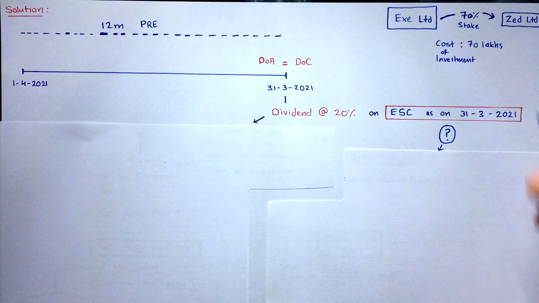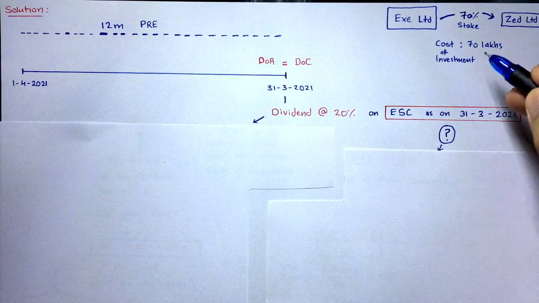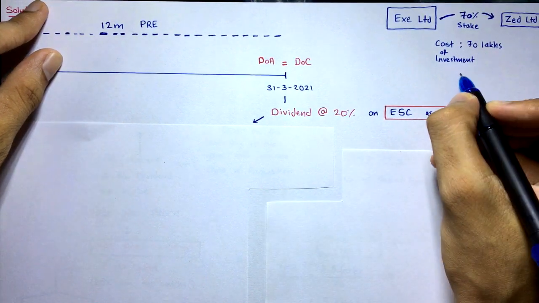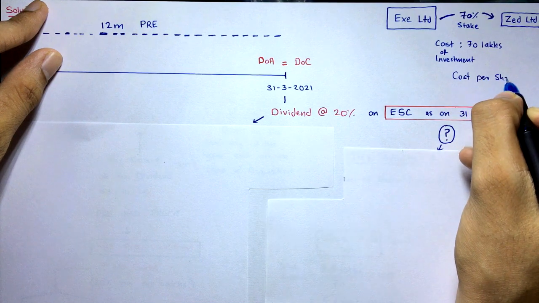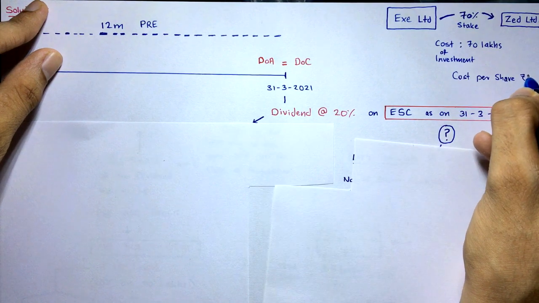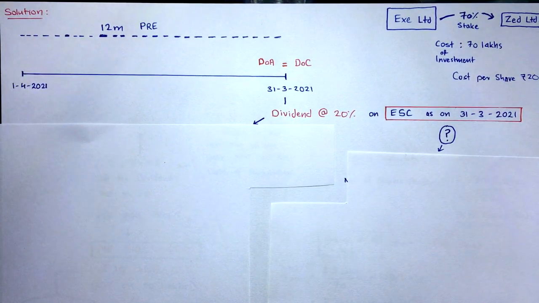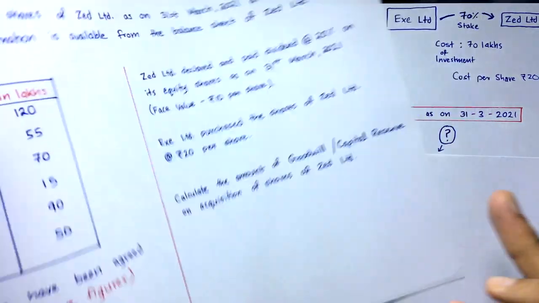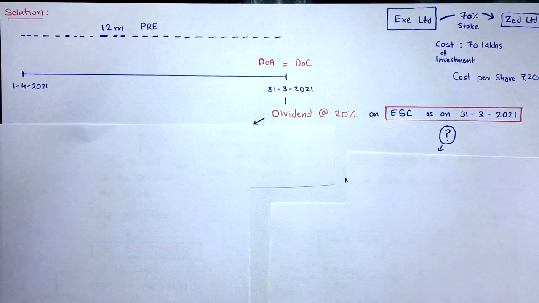It's simple. We have this information: 70% stake acquired by the holding company, and the cost was 70 lakh. Also in the question they have said that the cost per share for the holding company was rupees 20, and the face value of the shares is rupees 10. So from this detail we can calculate the total capital outstanding. How will we do that?